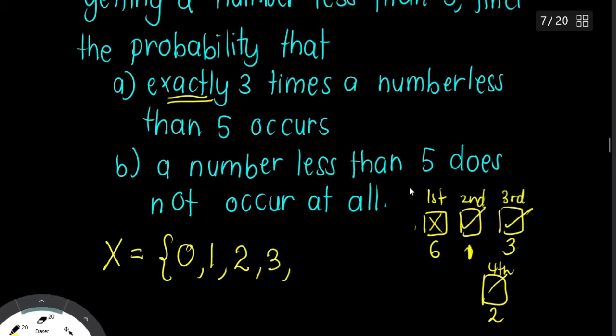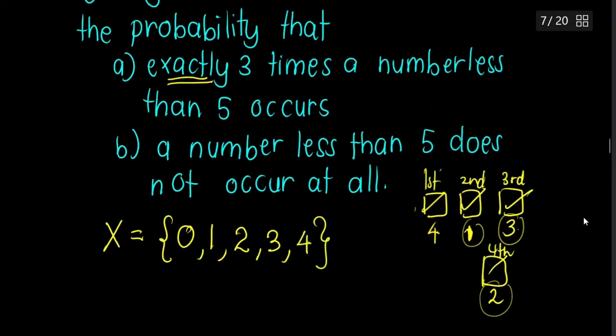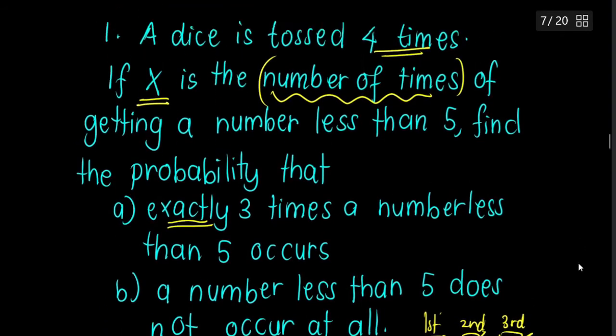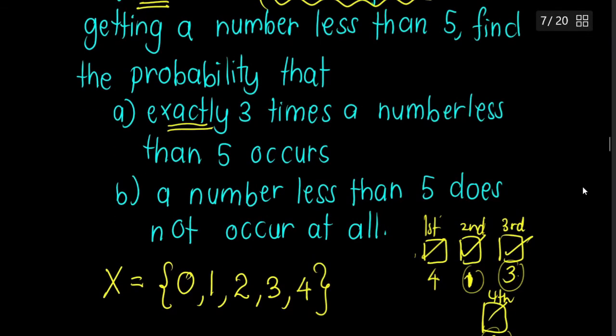What is the last option? First time itself you get a number less than 5 already. Maybe you get number 4 here the first time, second time also you get a number less than 5, third time also, fourth time also. So all 4 times when you throw, you get a number less than 5. So this is our x. Remember, you must always know your x first. That means you must count first how many times the thing could have happened.